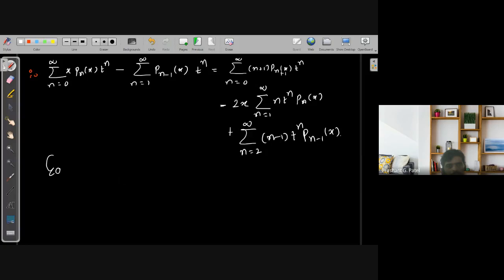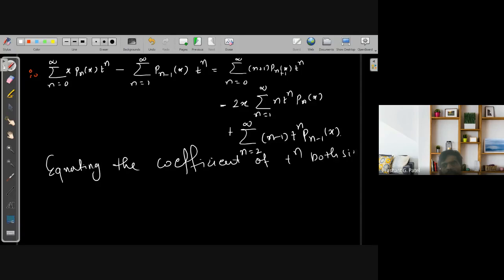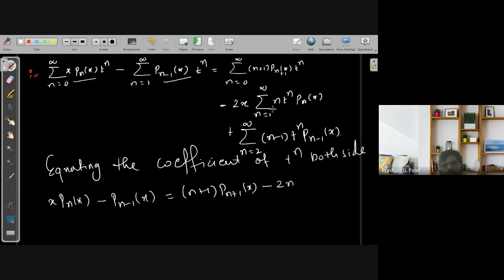Now we compare, equating the coefficient of t power n on both sides. Here we have x into Pn of x. Here we have minus Pn minus 1 x, equal to n plus 1 Pn plus 1 x. Then it is minus 2n x Pn of x plus n minus 1 Pn minus 1 x.